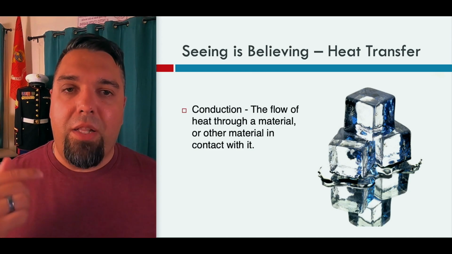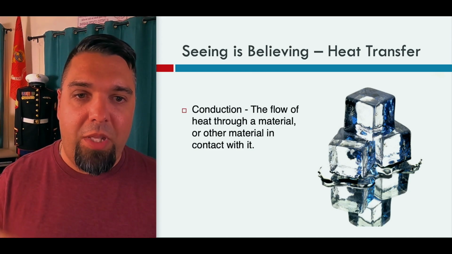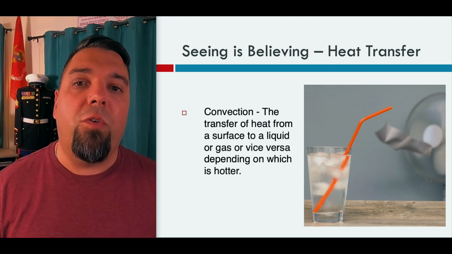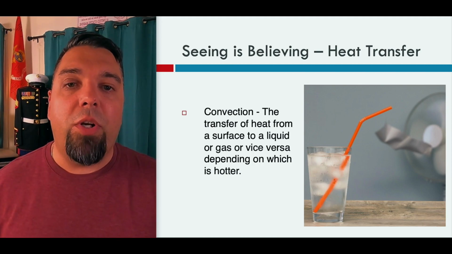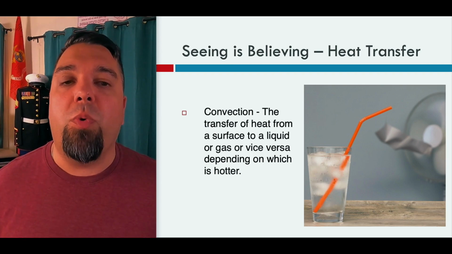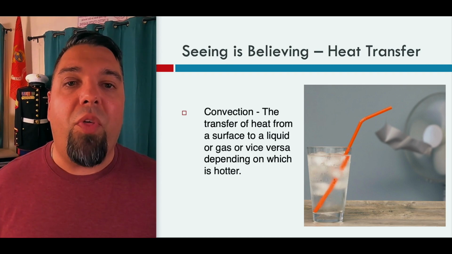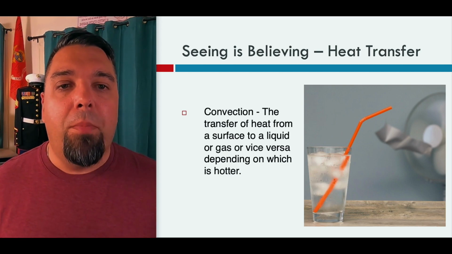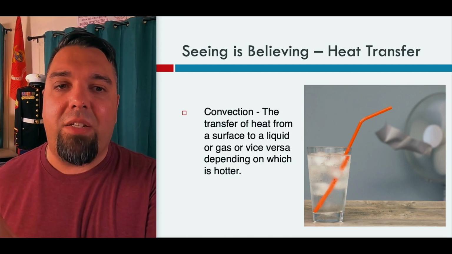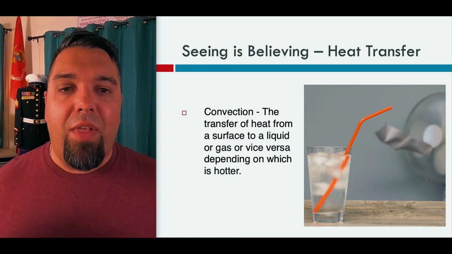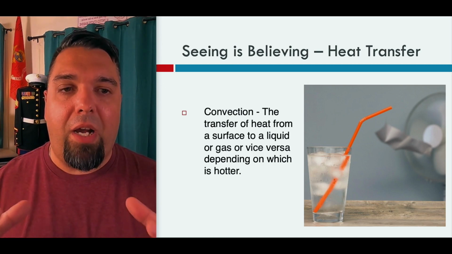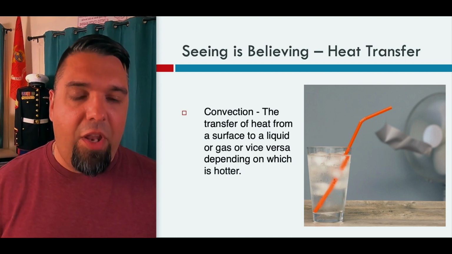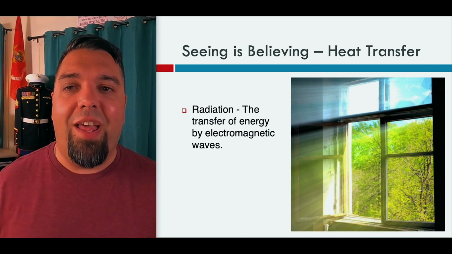All right. This is very important to understand the difference between that and, of course, convection, right? Convection is the transfer of heat from a surface to a liquid or gas or vice versa, depending on which one's hotter. And that's typically done with air movement. So you can see in this example here, there's a fan in the background blowing warm air across a glass of ice. Obviously, that ice and water is starting to pick up heat as the air moves across it. So that's convection.